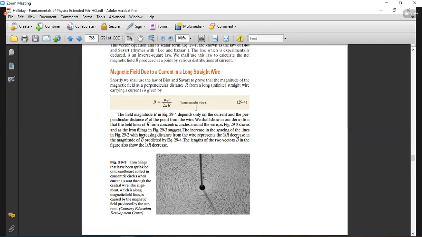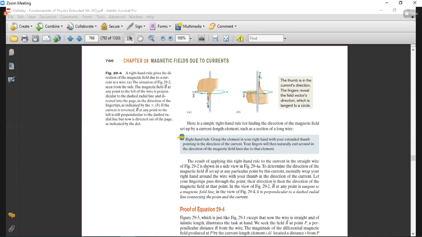Let's suppose we start with the current in the upward direction in this second figure. We take our thumb in the direction of the current and curl our right hand fingers. The curl gives a circular form, which is the anti-clockwise direction here. So the magnetic field lines are out of the paper on the left side, while on the right side it is into the paper.